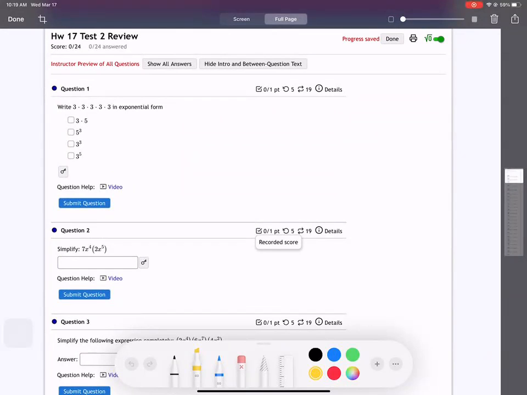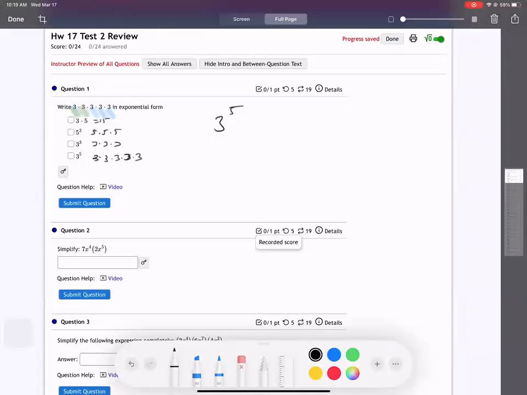So how do I write 3 times 3 times 3 times 3 times 3? How do we write this? Well, that's 3 to the 5th power. That's it. 5 cubed is 5 times 5 times 5. 3 cubed is 3 times 3 times 3. 3 times 5 is 15, which is not what we wanted. And 3 times 3 times 3 times 3 times 3 is 3 to the 5th.